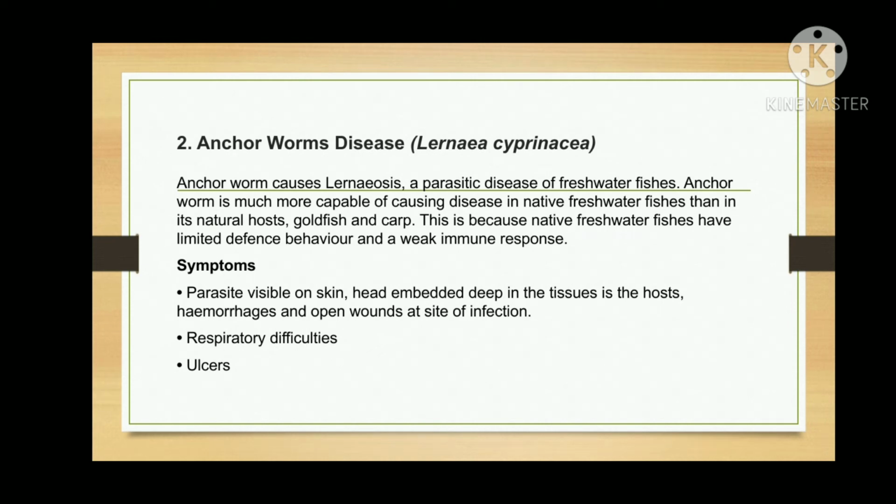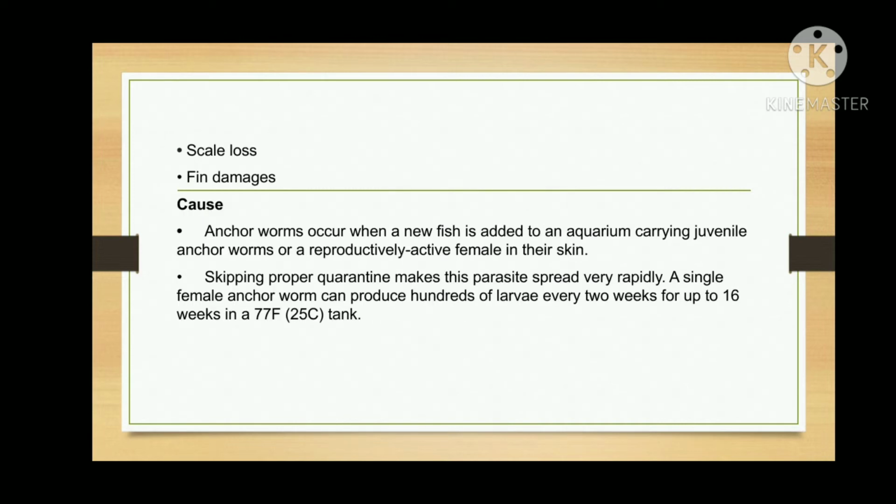Anchorworms disease. Anchorworm causes lernaeosis, a parasitic disease of freshwater fishes. Anchorworm is much more capable of causing disease in native freshwater fishes than its natural hosts, goldfish and carp. This is because native freshwater fishes have limited defense behavior and a weak immune response. Symptoms: parasite visible on skin, head embedded deep in the tissues of the host, hemorrhages and open wounds at site of infection, respiratory difficulties, ulcers, scale loss, fin damage.